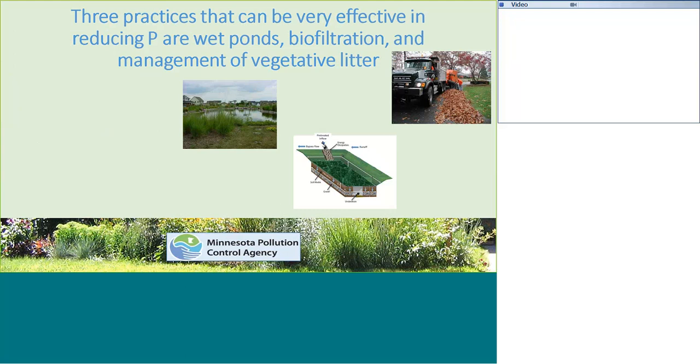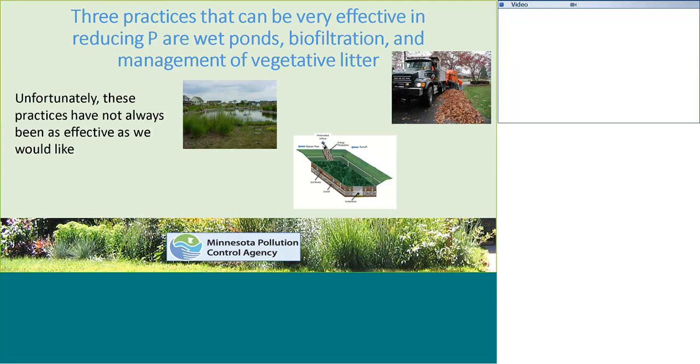So in the stormwater world, we address this through best management practices, and we have 3 practices that we think can be very effective in reducing phosphorus concentrations. The management of vegetative litter, biofiltration, and wet ponds. But unfortunately, these practices have not always been as effective as we would like. And that's why we've invited our 3 speakers in, and at this point I'm going to turn it over to our first speaker. We're going to allow each speaker to introduce themselves. And so our first speaker here to talk about constructed wet ponds is Joe Bischoff.